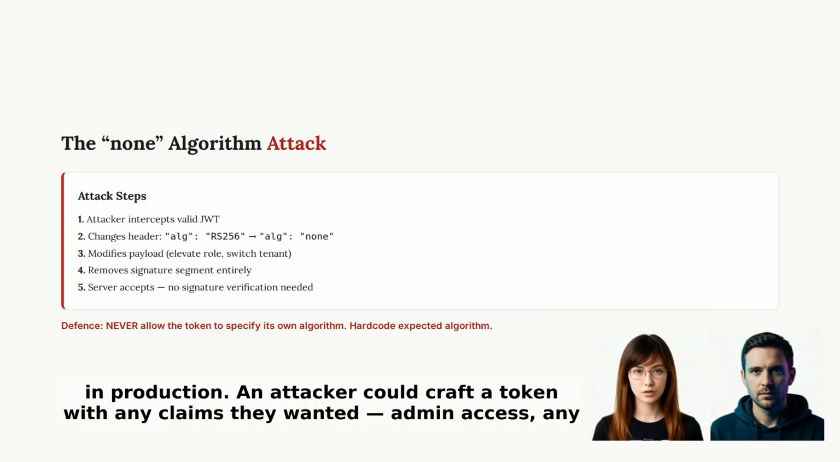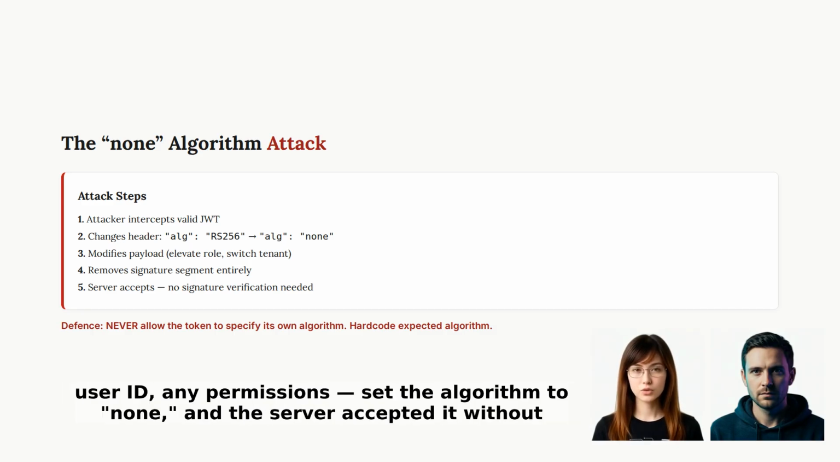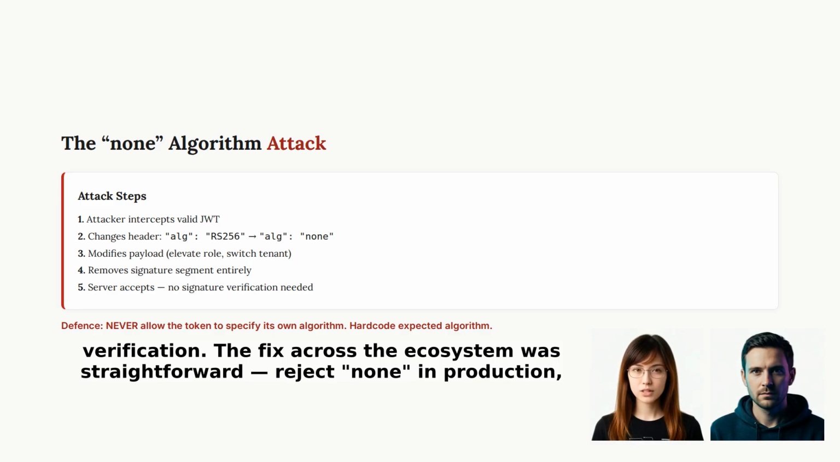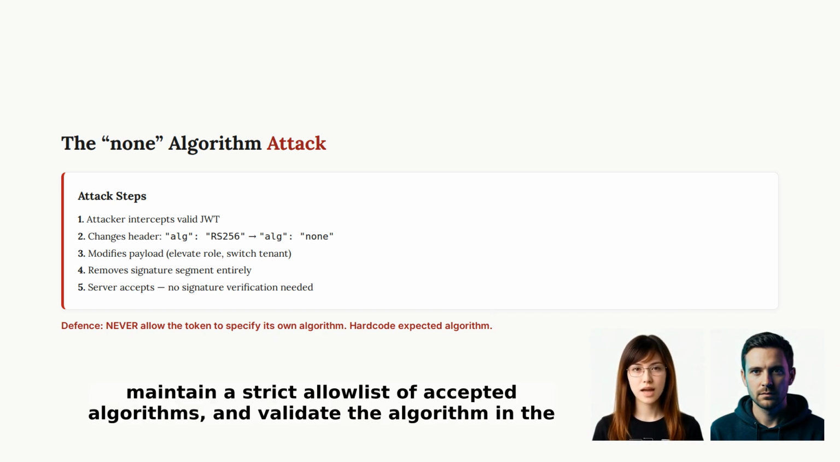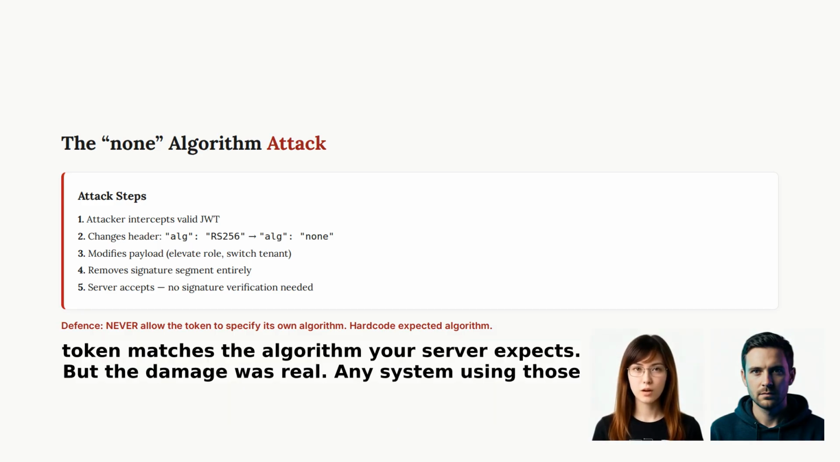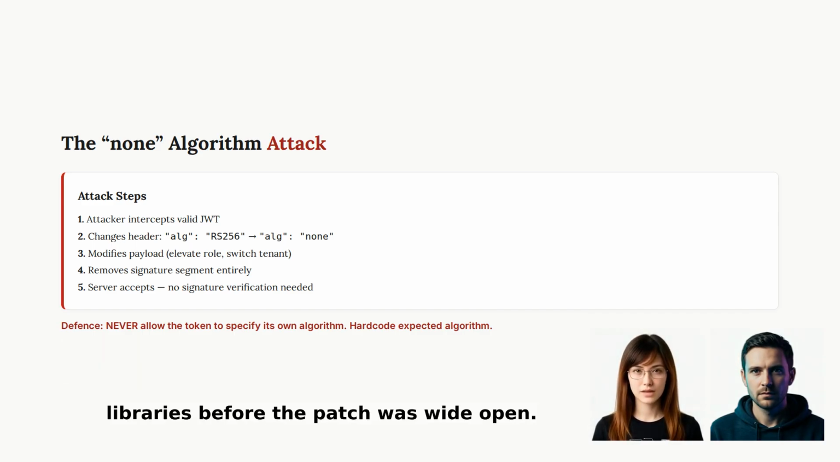An attacker could craft a token with any claims they wanted. Admin access, any user ID, any permissions. Set the algorithm to none, and the server accepted it without verification. The fix across the ecosystem was straightforward. Reject none. In production, maintain a strict allow list of accepted algorithms, and validate the algorithm in the token matches the algorithm your server expects. But the damage was real. Any system using those libraries before the patch was wide open.